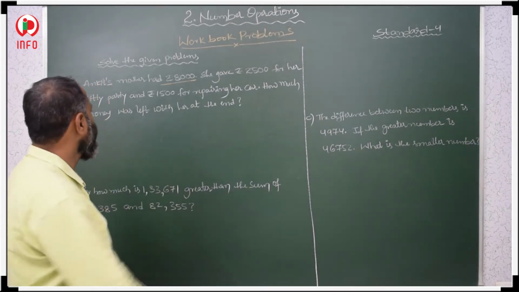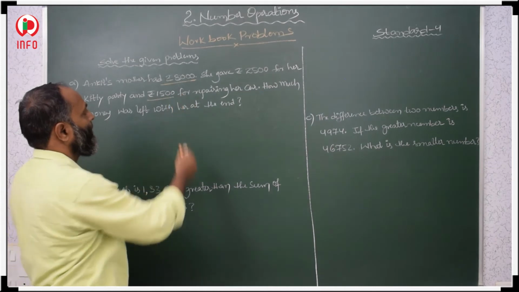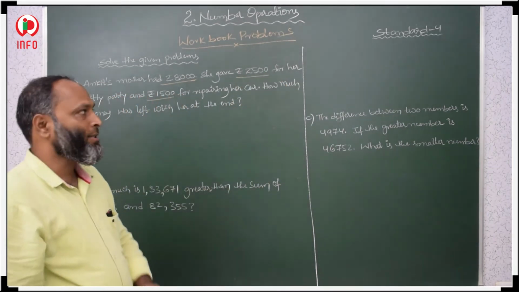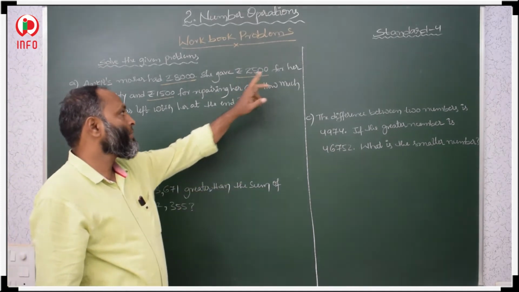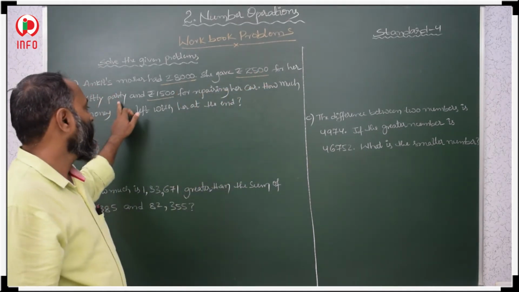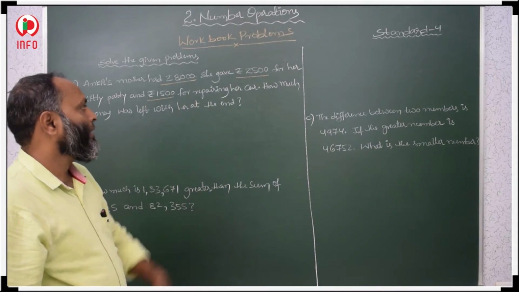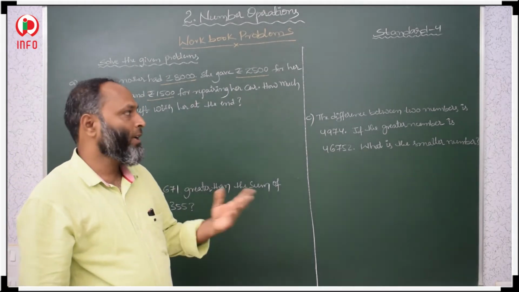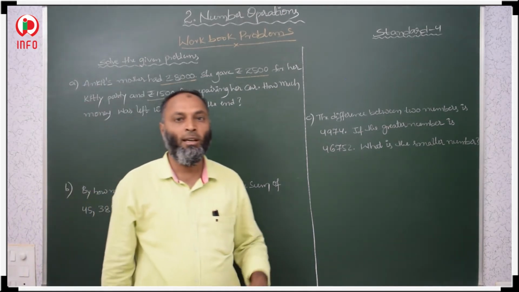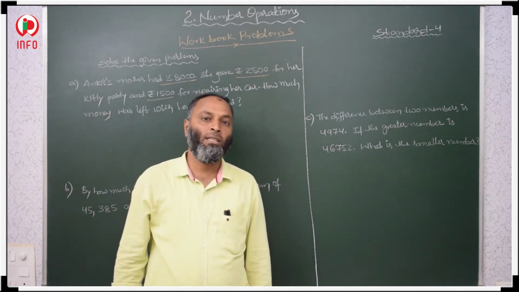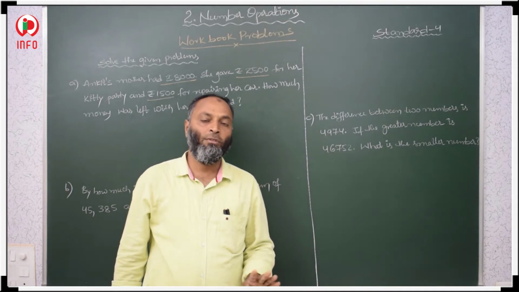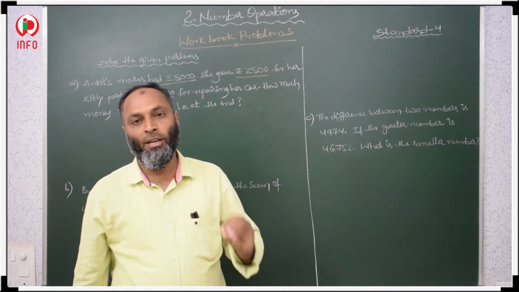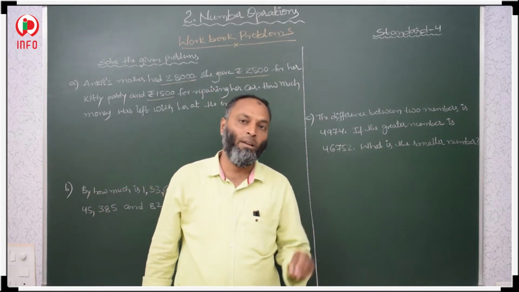So in this, 1,500 and 2,500, these two are her expenses. 2,500 rupees she gave for her kitty party and 1,500 for repairing her car. So these two are the expenses. After the expenses, how much money is left with her, he is asking. First we have to find total expenses, total expenses for kitty party as well as car repairing.